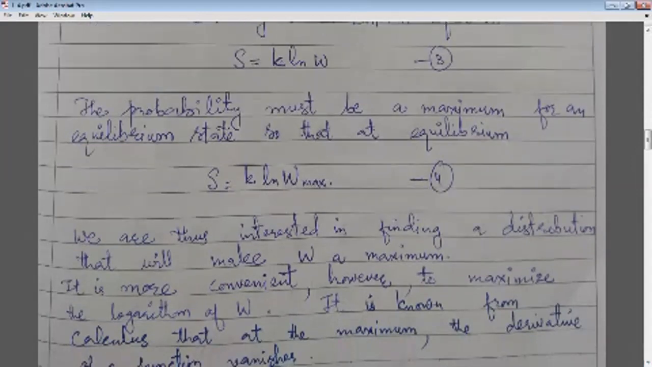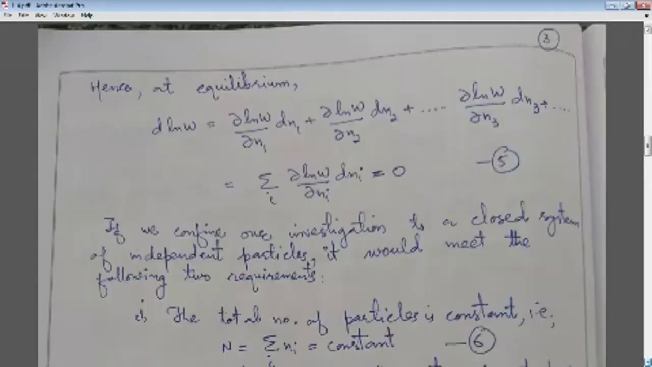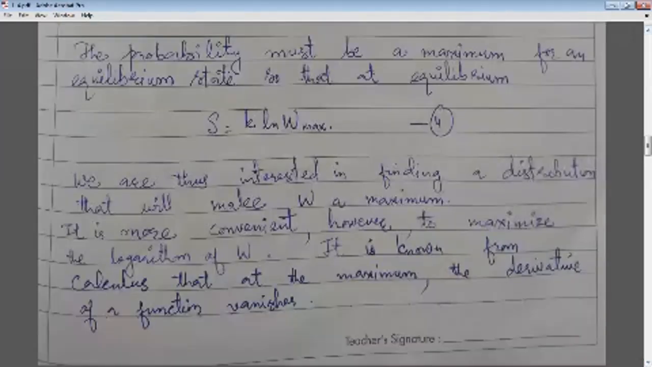Basically, why we have taken this equilibrium state? We are interested in finding a distribution that will make W, that means the thermodynamic probability, maximum. Now we can take this relation into a more convenient form here.